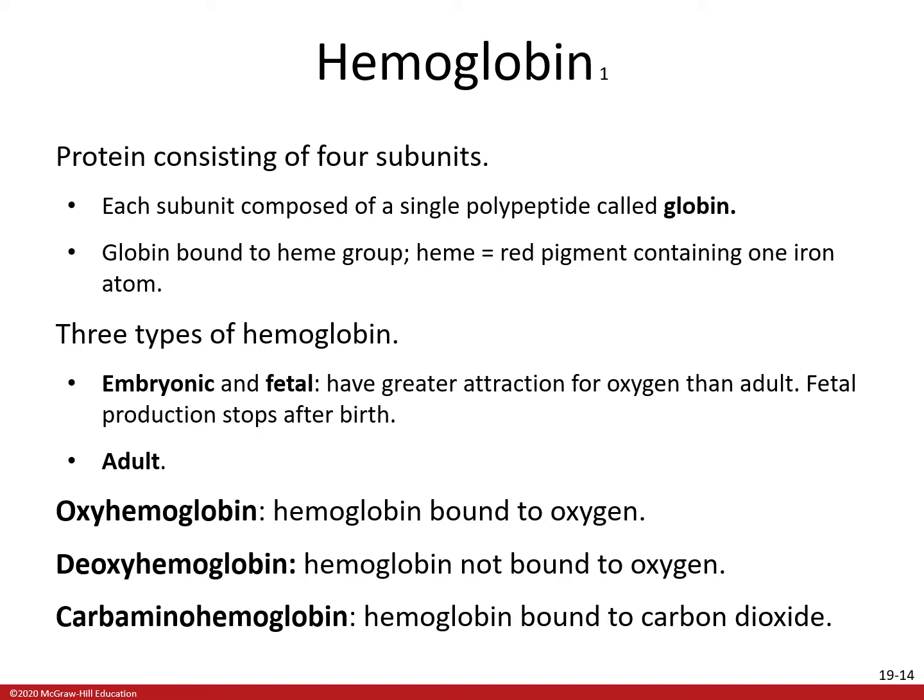Embryonic and fetal are going to have a greater attraction for oxygen than adults. This makes sense because during those stages you are going to be needing a lot more oxygen, because you're producing a lot more waste as you are developing, as your cells are growing. But fetal production is going to stop after birth, and then you're going to enter into this sort of adult phase, or start to phase into that adult phase.